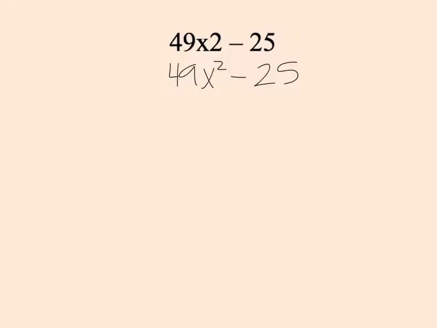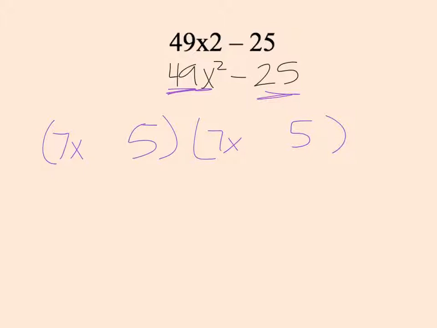Now again, this is still a special case, because whenever your A and C are perfect squares, you want to check to see if it's a special case. Again, I'm going to write my two parentheses. Square root of 49 is 7, and since the 49 is with the x, the 7 should also be with the x, and the square root of 25 is 5. Now in this case, I do not have a middle term. That would be like a 0x right here. Now, the only way that you can come up with 0 would be having a positive and negative. So when you're writing your answer, you should have a positive 5 and also a negative 5.